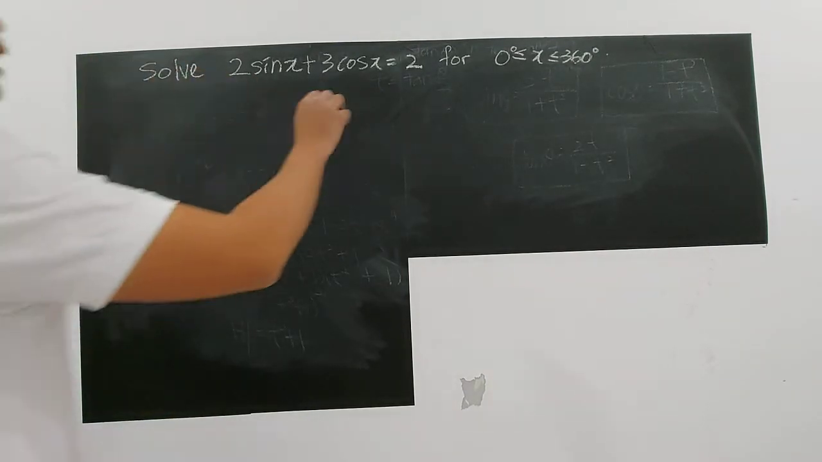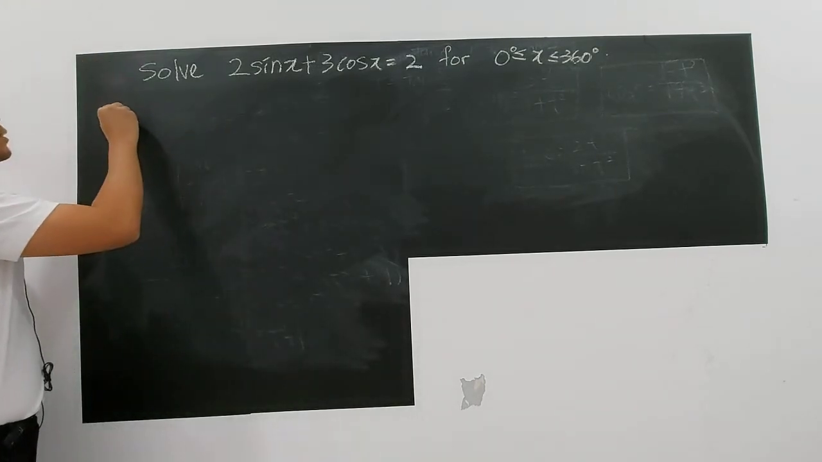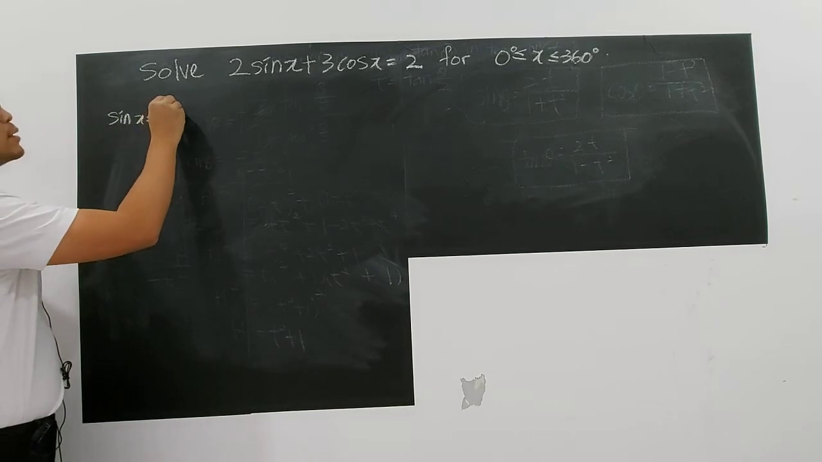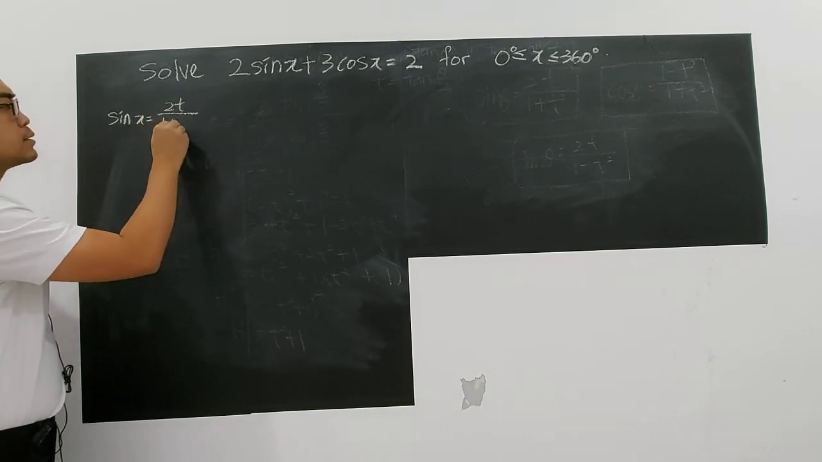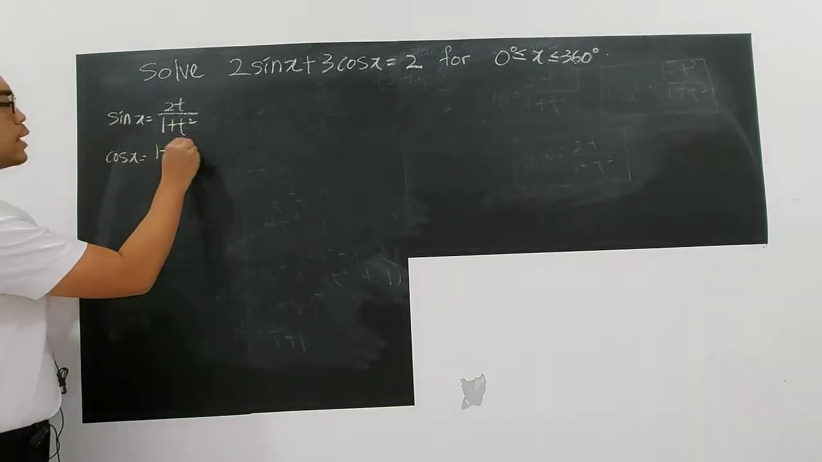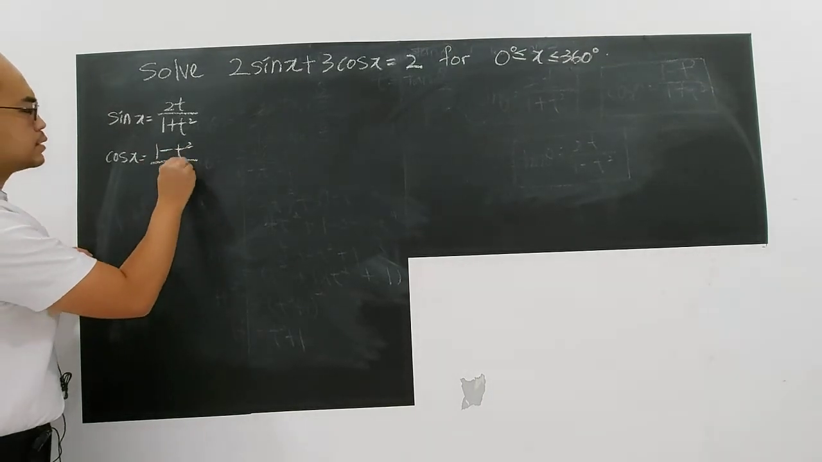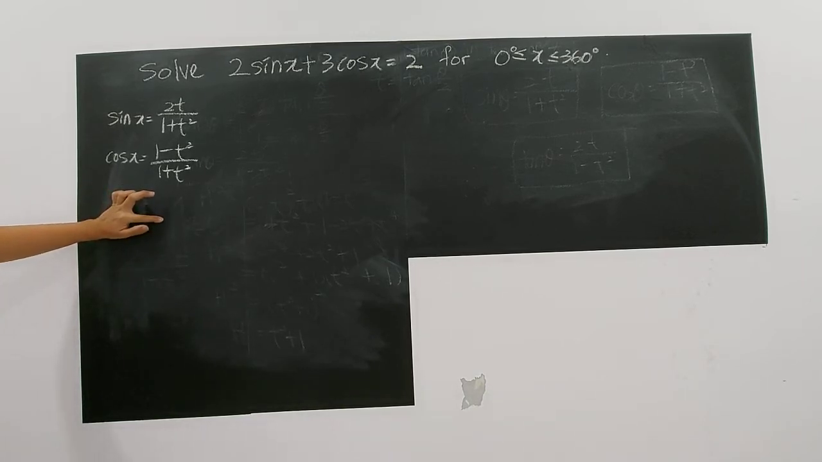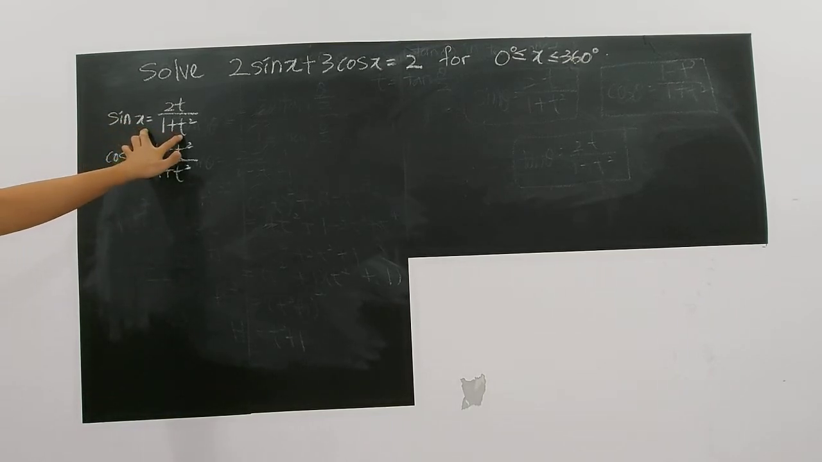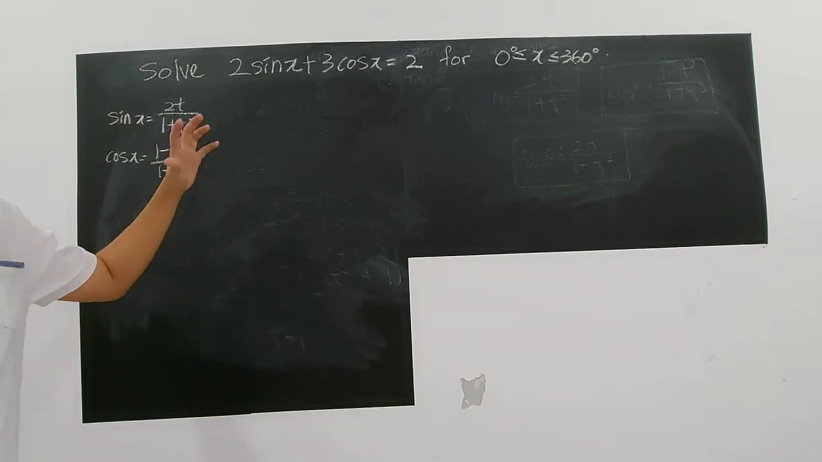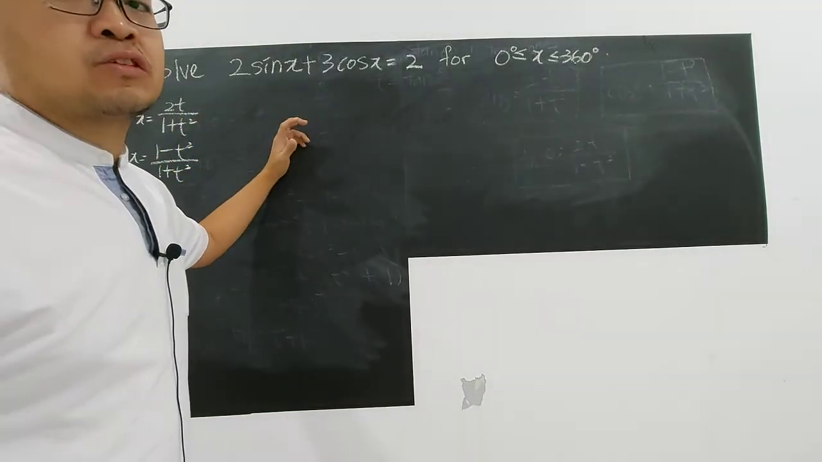Okay, I want to list out the formula. As you still remember, sine x is 2t over 1 plus t squared, right? And cos x is 1 minus t squared over 1 plus t squared. There is another formula, tangent x, which is 2t over 1 minus t squared, but I think this question is not going to use that formula. I'm going to use these two formulas to help me convert this to something algebraic. You can use algebra to solve this problem.